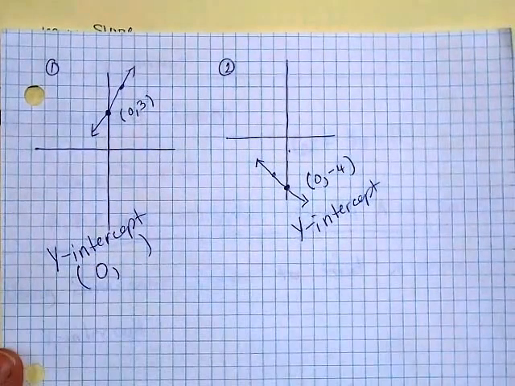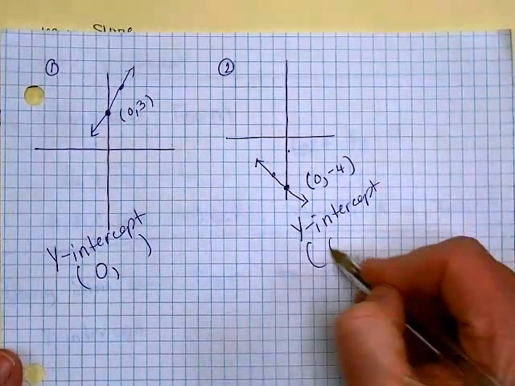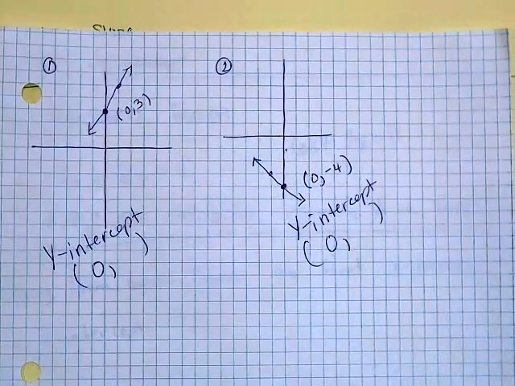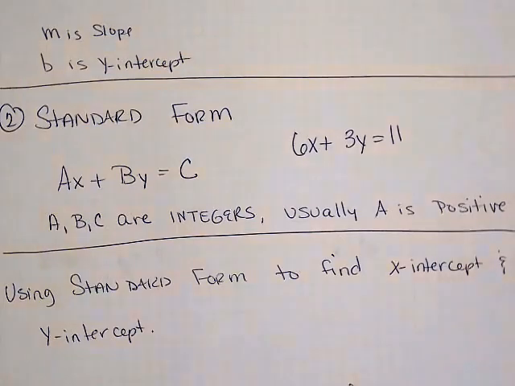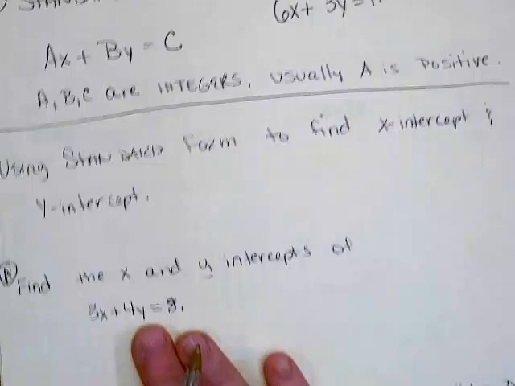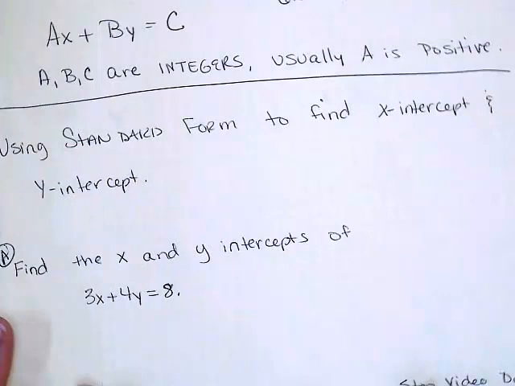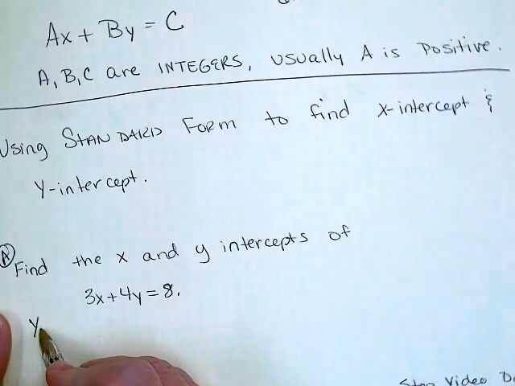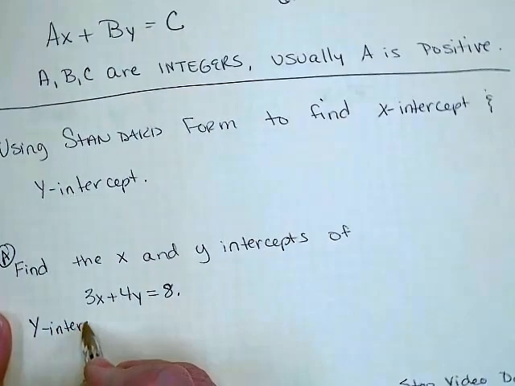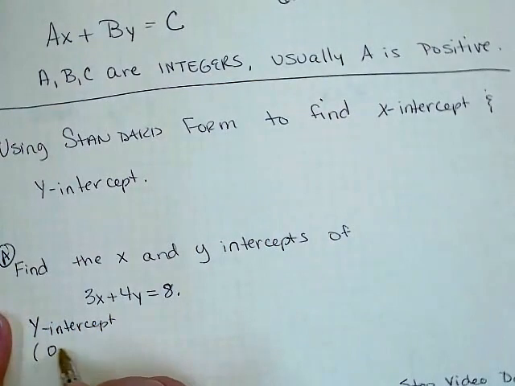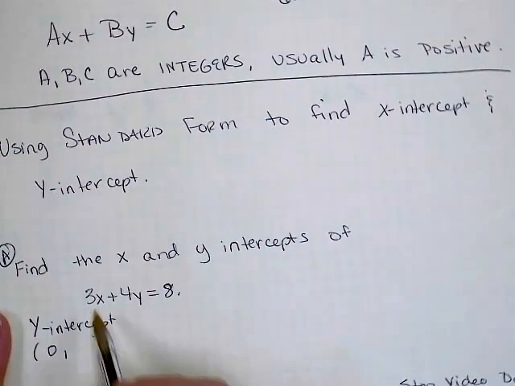Every single time you find the y-intercept, there's going to be a 0 in place of x. Every single time. Forever. There's going to be a 0 in place of x. So we're going to use that piece of information to go along with our equation. It says find the x and y intercepts. Well, I don't know where they are other than to find the y-intercept. I know that x is going to be 0. So I'm going to plug that into x right there.